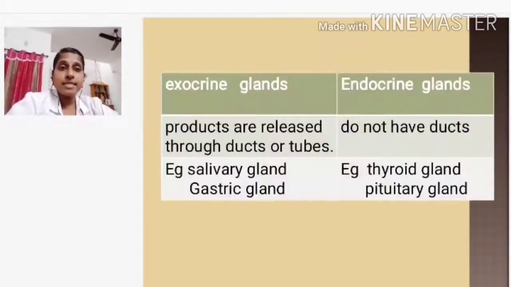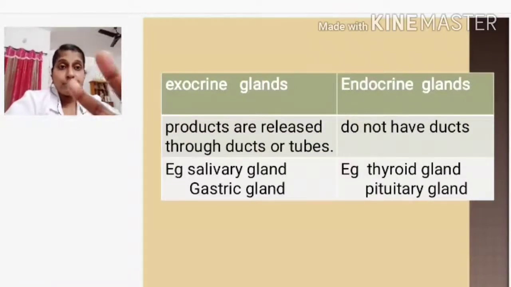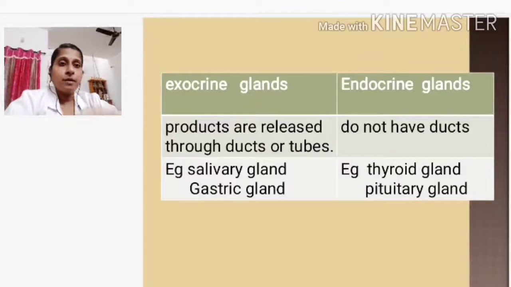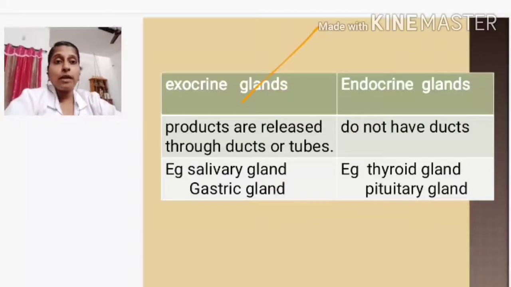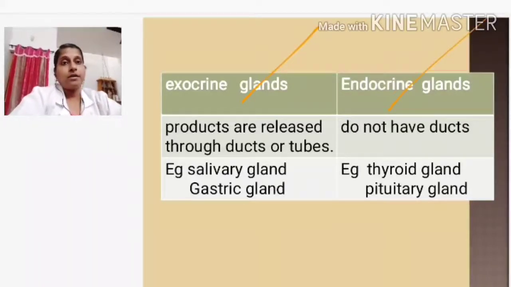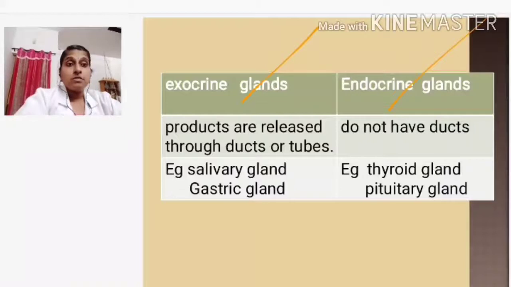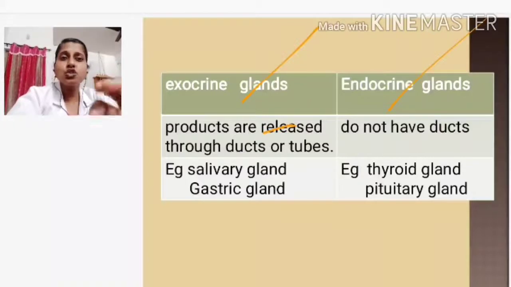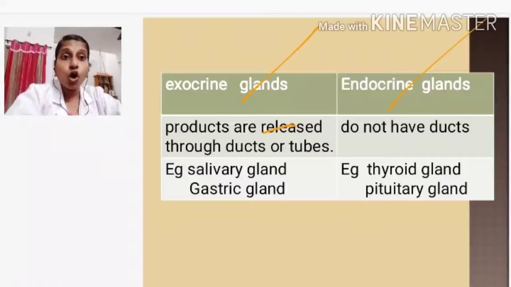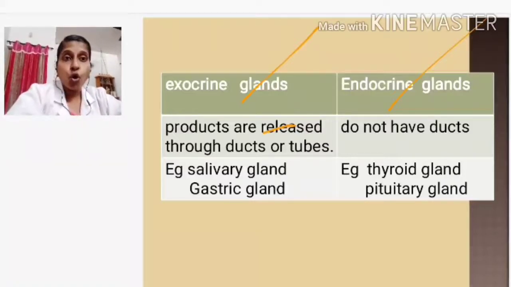Now moving on, glands can be of two types based on the number of cells, unicellular and multicellular. Based on the function, it can also be of two types. One is your exocrine gland and another one is your endocrine gland. Exocrine glands usually produce enzymes. They have ducts. Duct means what? A place where they can store something. Endocrine glands produce hormones and they do not have ducts.